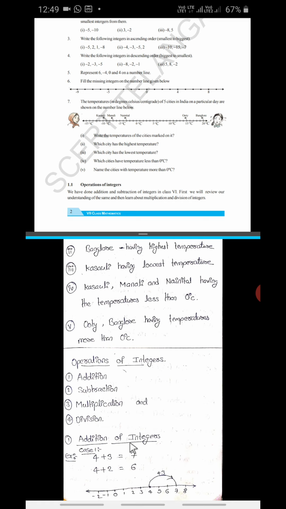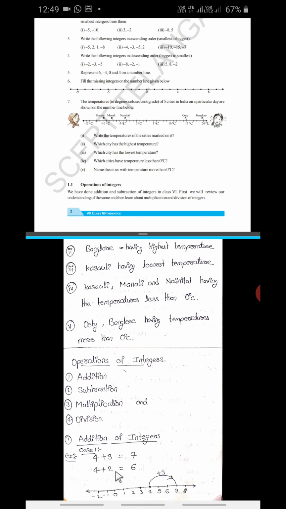Addition of integers. Example I have taken 4 plus 3. 4 is one integer and 3 is also one integer. Here we are doing addition, that's why I am keeping the plus symbol. Yes or no? That's why I am keeping plus in between the two integers. 4 plus 3, how much? 7. This 7 is also an integer. Yes, correct.